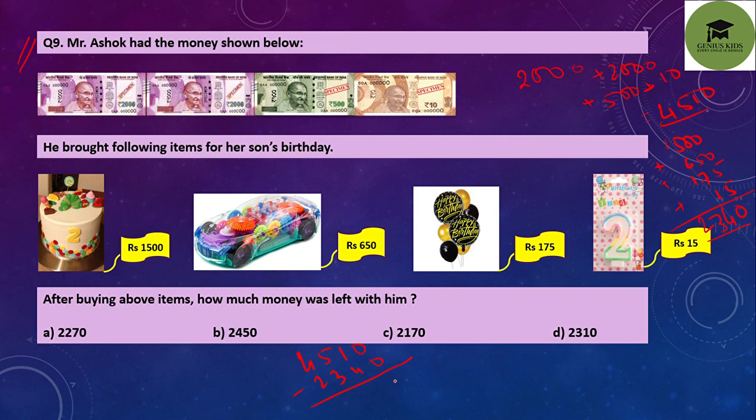So how many are left? It is 2170. So 2170 rupees are left.